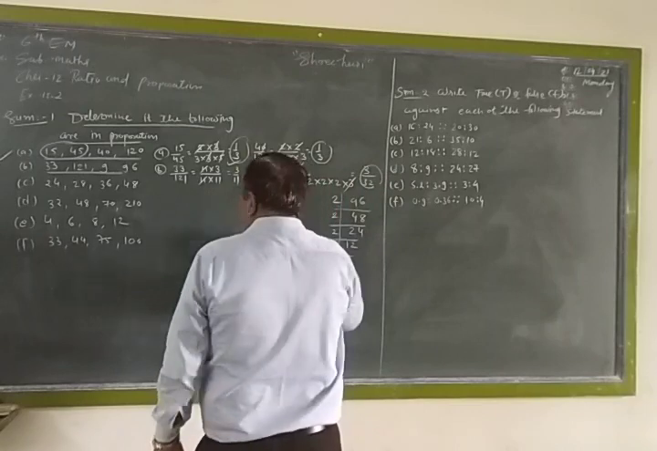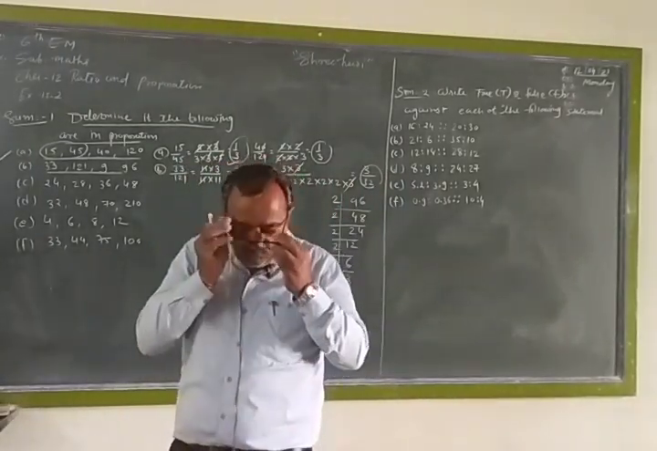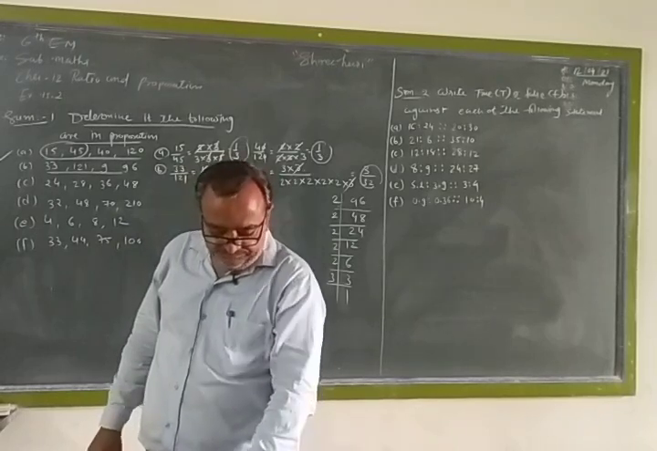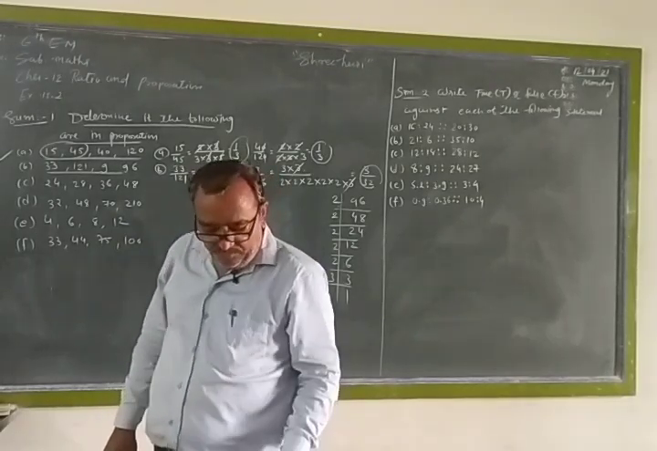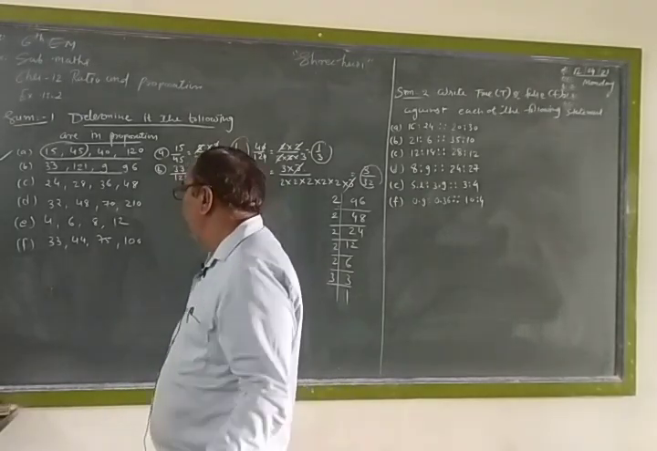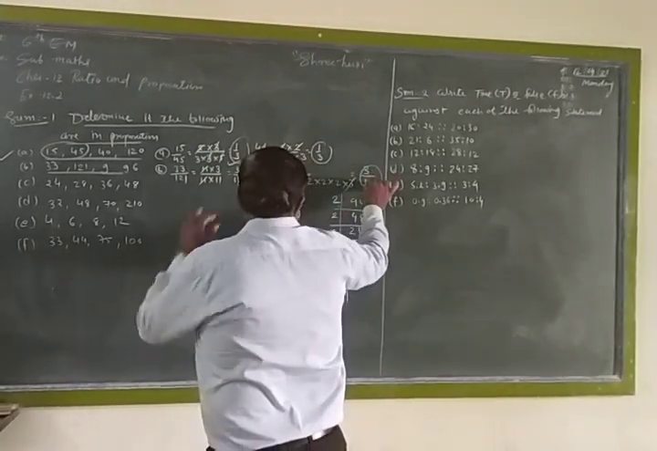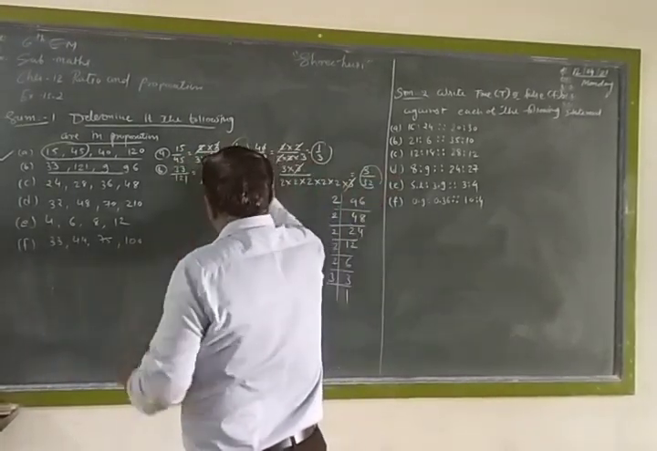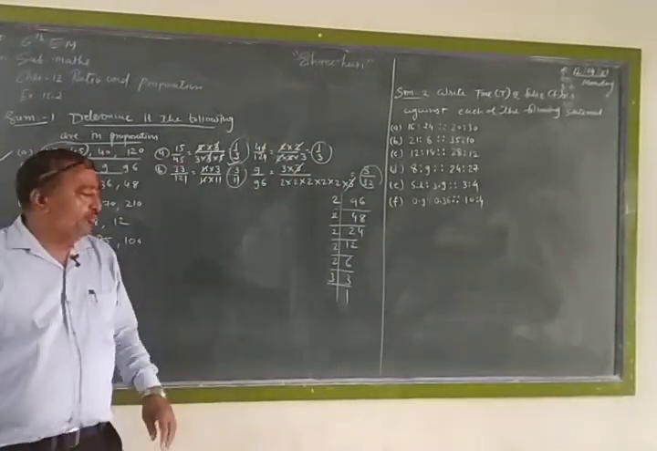So it is not in proportion because the reduced forms of both are not the same. So we can say that it is not in proportion, right? They are not in proportion because both are not the same. 3 upon 32 and 3 upon 11 are not the same. So we can say that this is not in proportion.